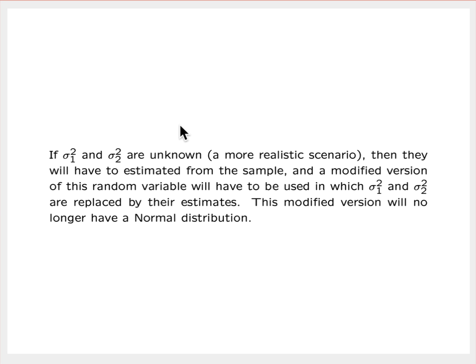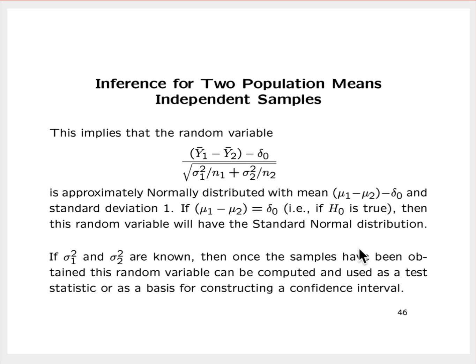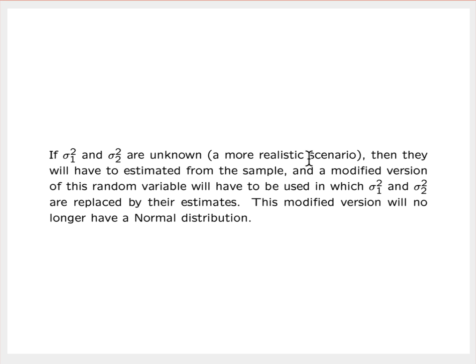You'll also remember that when we did that, the resulting random variable didn't have a standard normal distribution, but it had student's t-distribution. That's going to be a similar kind of thing that happens in this module as well. When we replace sigma 1 squared and sigma 2 squared with their sample-based estimates in this formula here, the resulting random variable no longer has a normal distribution. It will have some t-distribution, which we'll talk about later.